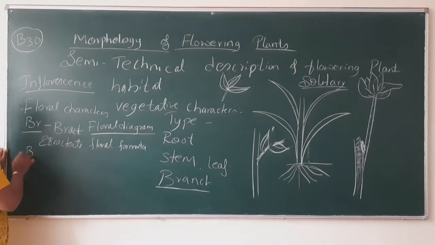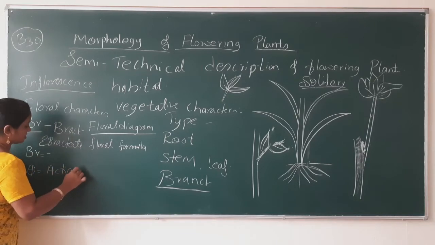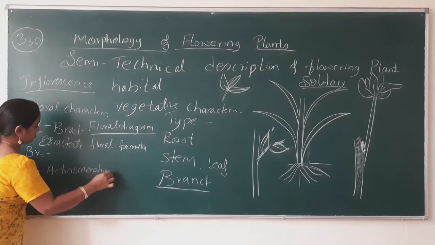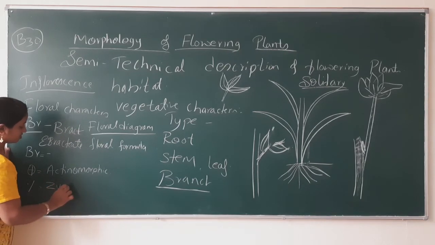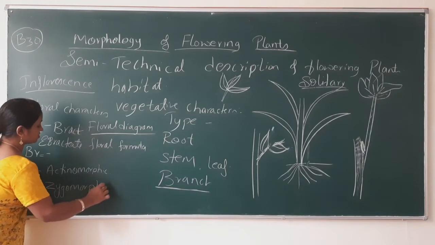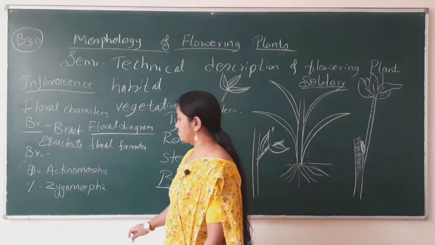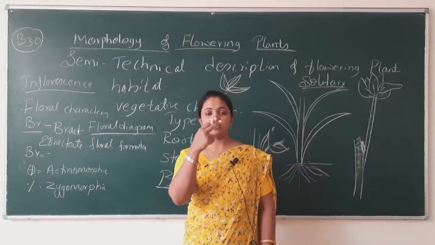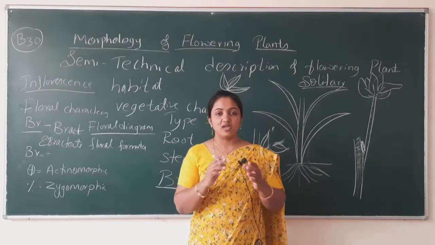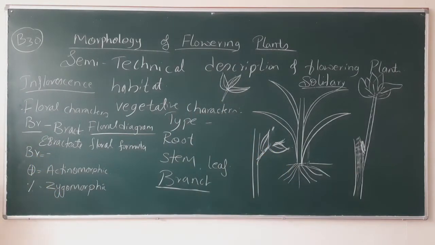If the flower is zygomorphic, zygomorphic means the flower is bilaterally symmetrical. How to indicate the bilaterally symmetrical condition? This is the actinomorphic, and the percentage symbol is the zygomorphic. Bilaterally symmetrical means only one particular plane can cut the flower into two equal halves. So that condition is known as zygomorphic.